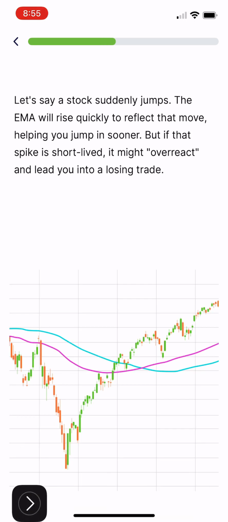Let's say a stock suddenly jumps. The EMA will rise quickly to reflect that move, helping you jump in sooner. But if that spike is short-lived, it might overreact and lead you into a losing trade.